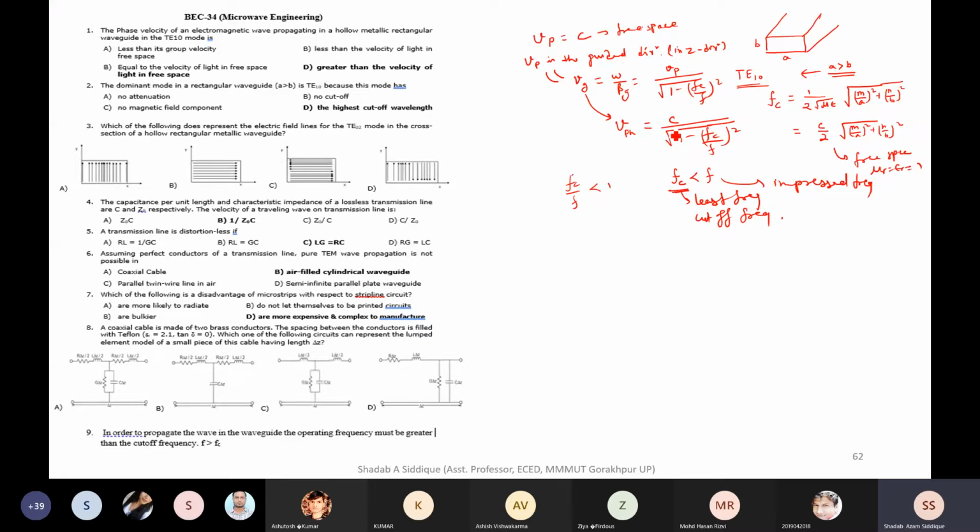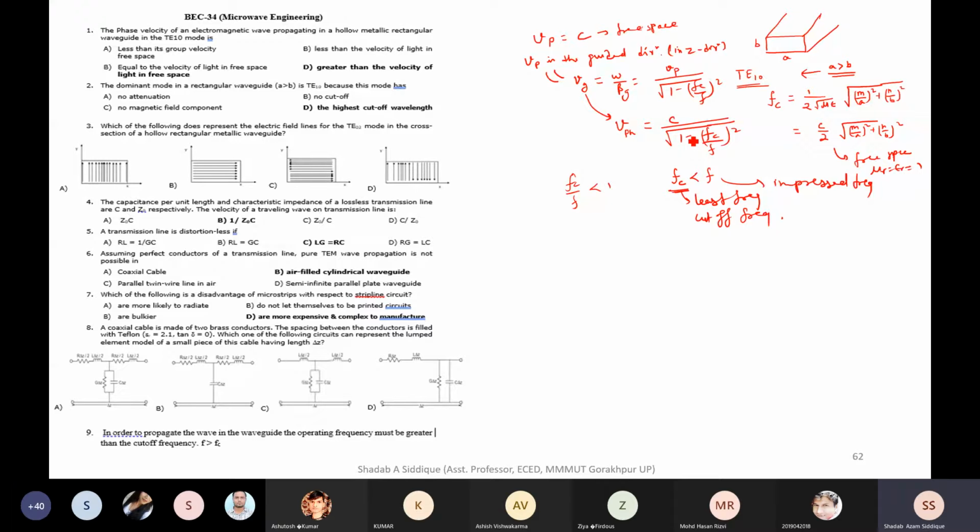To have the real value, this fc by f should be less than 1. Otherwise, if it is greater than 1, this will give you a j outside, and it will be imaginary. This velocity cannot be an imaginary or complex value. It should be real, so fc should be less than f. Because 1 minus something gives a value less than 1, and the square root of that is also less than 1.